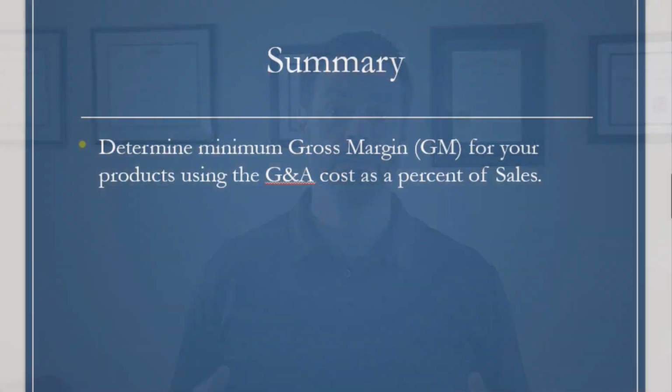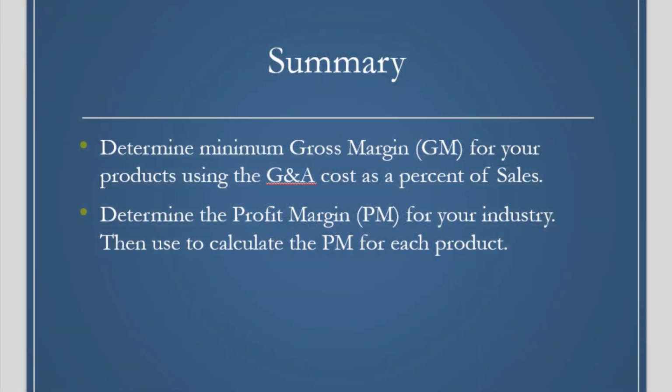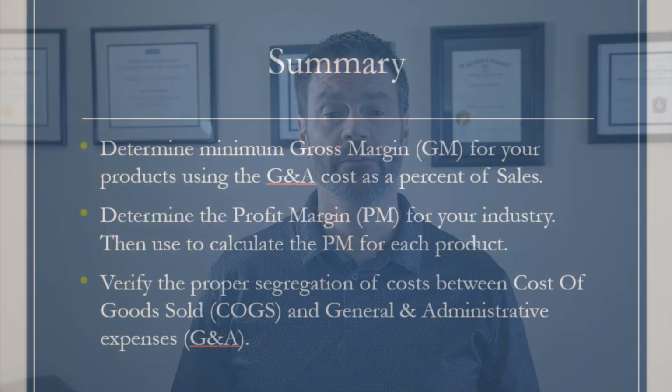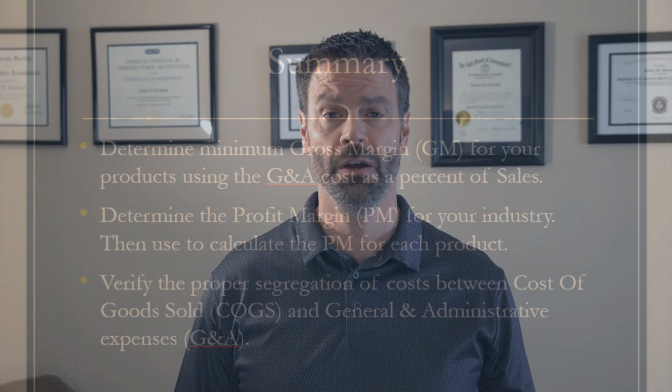Okay, so let's summarize what we just went through. First, determine the minimum gross margin for your products, using the G&A as a percent of sales method. Second, determine what the profit margin is for your industry, and then use that to back into each one of your products. And third, verify you have properly segregated the costs between the cost of goods sold area and the general and administrative expense area.